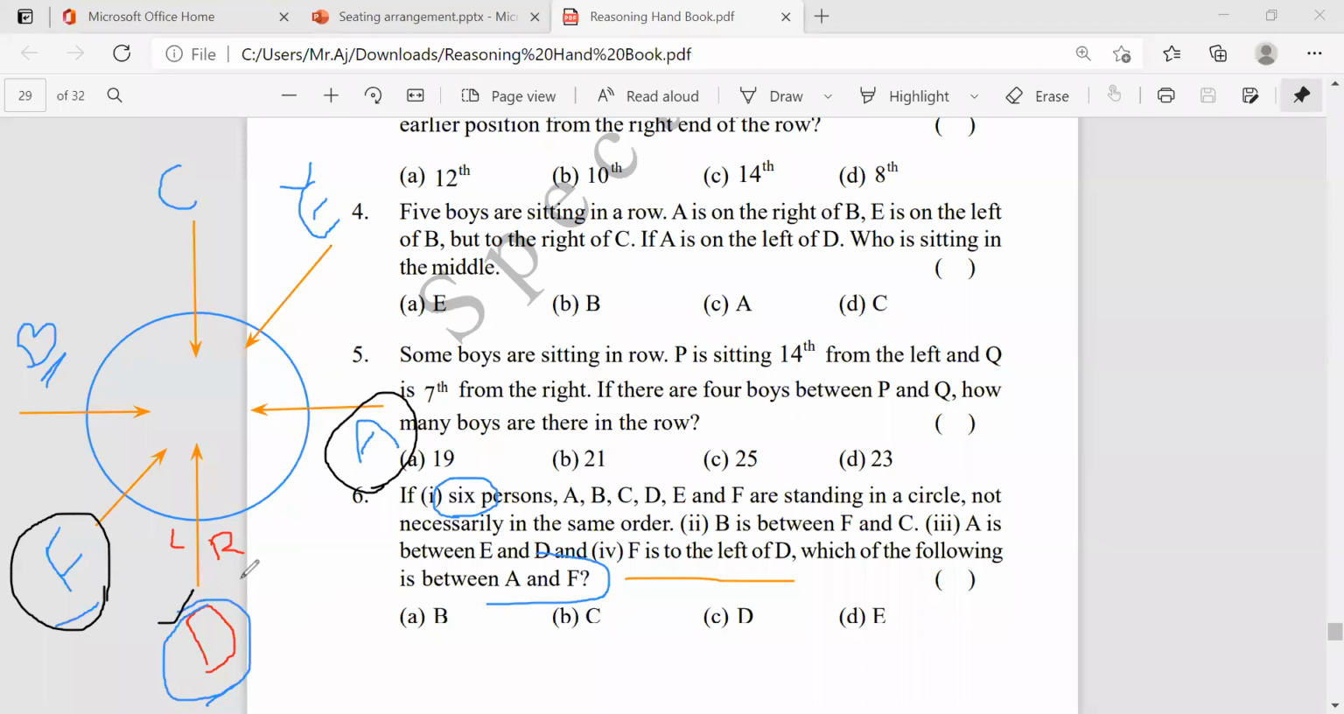That means D will be the middle and one side will be A, one side will be F. But we don't know which side, which person will be there. So based on some points, we need to find these positions also. Is it clear? Now, do you understand? Can I move to the next question? I'm going to clear this entire thing. Okay.